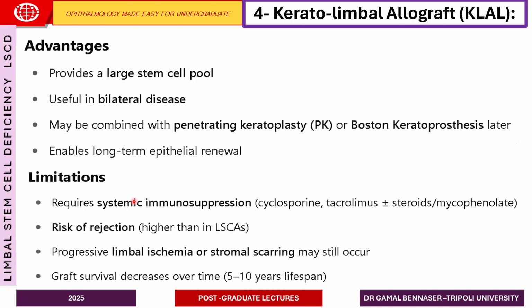The limitation is that it requires systemic immune suppression, and the risk of rejection is very high as compared to autologous grafts. Progressive limbal ischemia and stromal scarring are also a risk, and graft survival decreases over time, so the lifespan of the graft is 5 to 10 years. These are some of the limitations of this type of stem cell transplant.